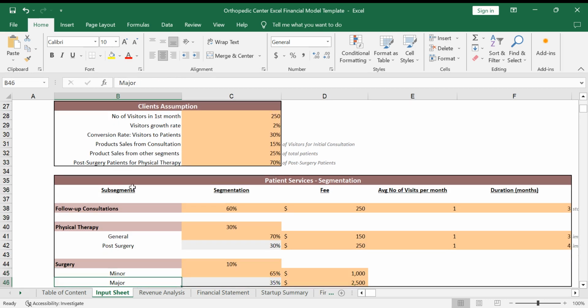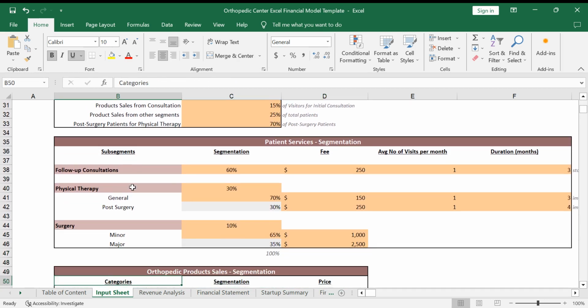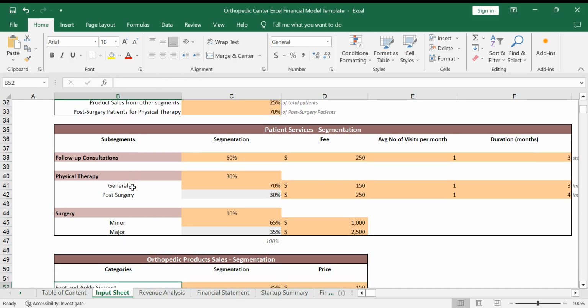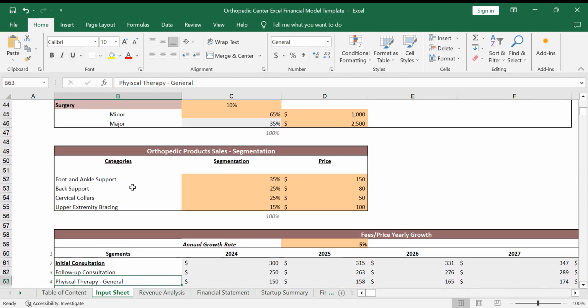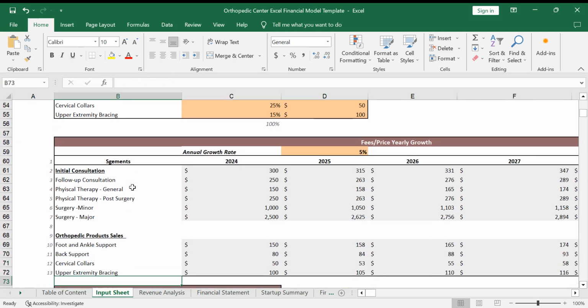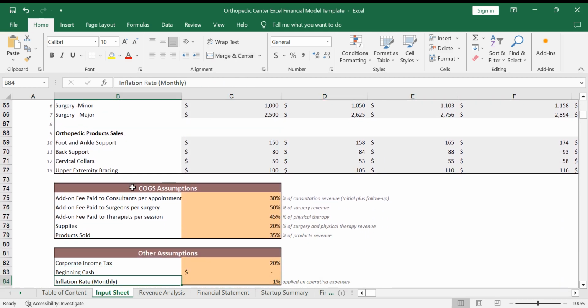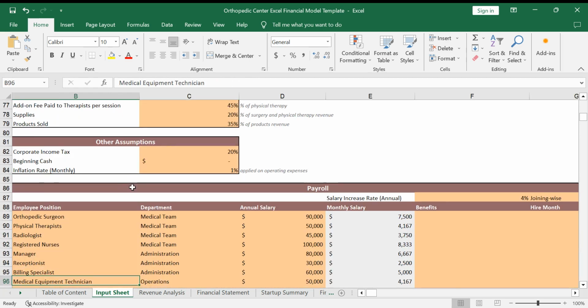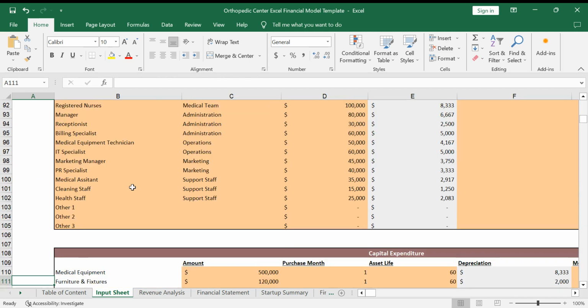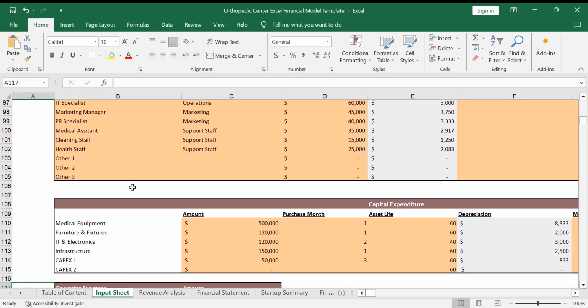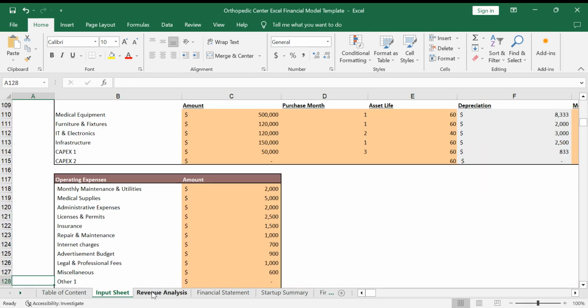We have divided the patient services into three things: follow-up consultations, physical therapy, and surgery. And then we have determined the prices for all of these and the fees. Then we have some cost of goods sold assumptions. Here we are using add-on fees paid to consultants, surgeons, and therapists. And then we have the payroll assumptions, the operating expenses assumptions, and the capital expenditure assumptions.